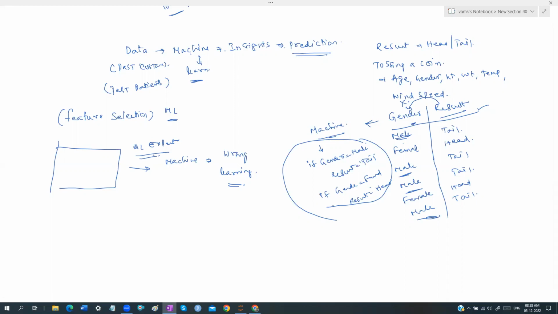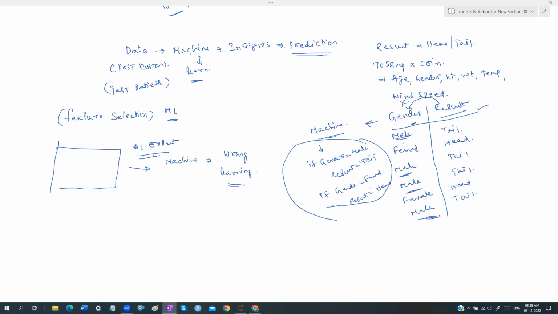Due to that, what happens, we know that wrong decisions and wrong insights will come. So the machine learning engineer helps the machine to learn in a proper way. I'm not saying that a machine learning engineer directly makes the machine learn. A machine learning engineer will only help the machine to learn by itself.